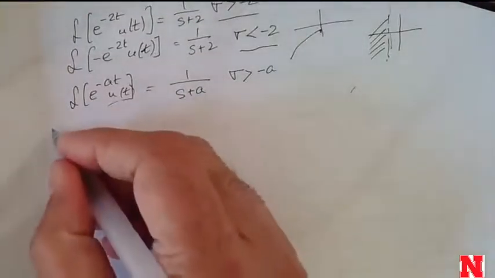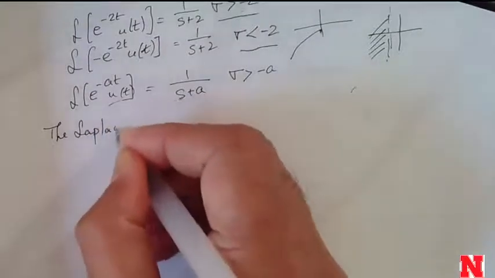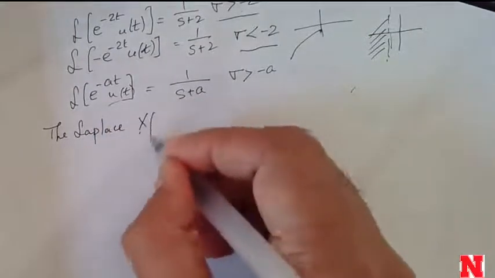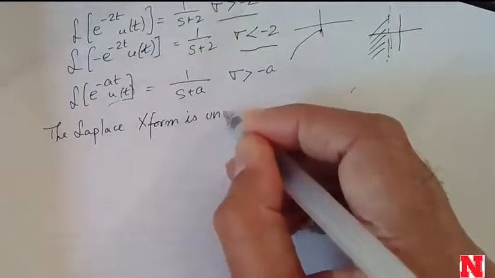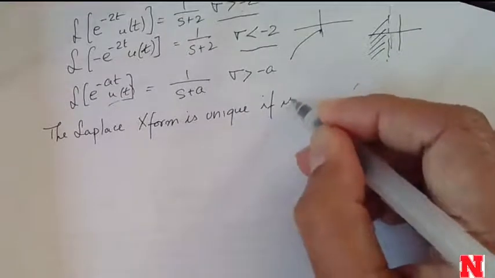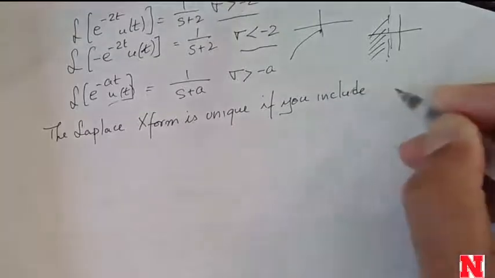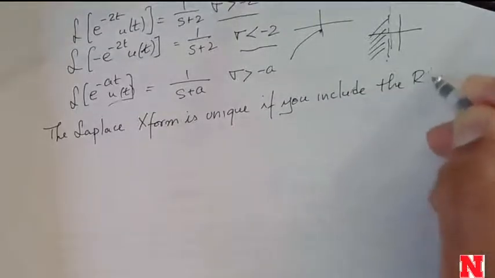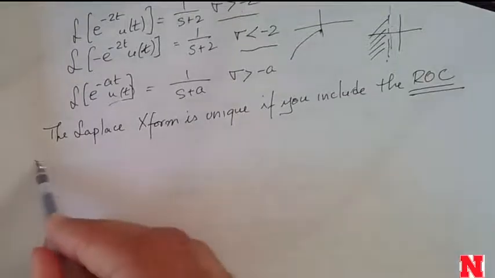The Laplace transform is unique if you include the region of convergence. You have to remember to include the region of convergence. Okay.